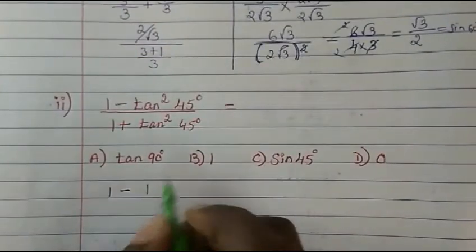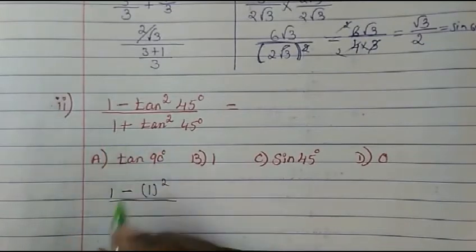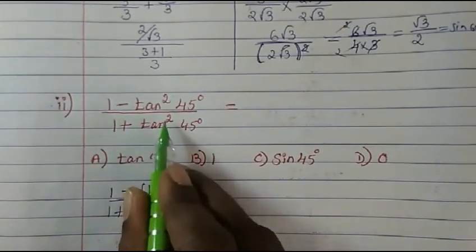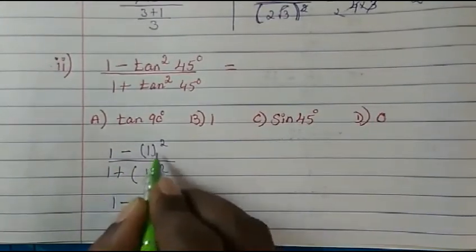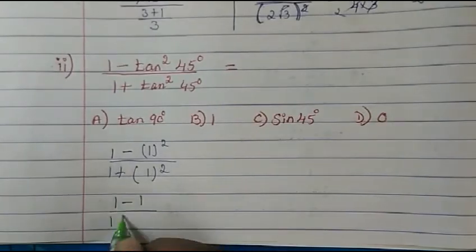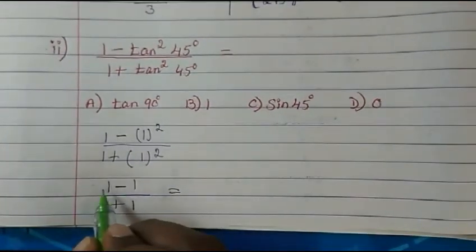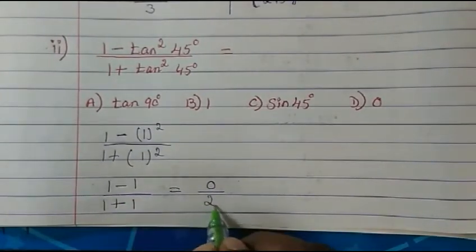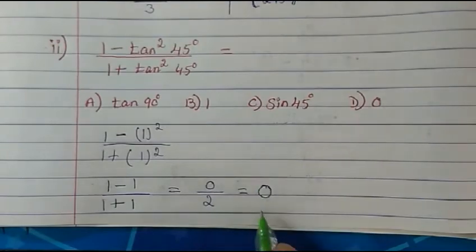So 1. Then square is there. So square. Now 1 plus tan 45, same value. Square is there. So square. So let's write down 1 minus 1 square will be 1. Then 1 plus 1 square will be 1. This is plus 1. This is minus 1. So we'll get 0. 1 plus 1 is 2. So when 0 is divided by any number, it becomes 0. So our answer is 0.